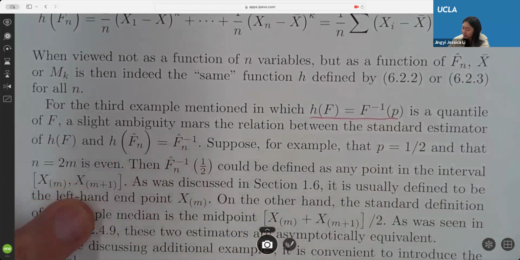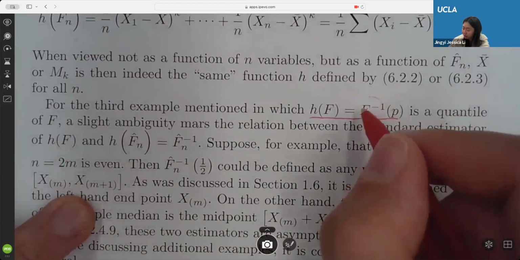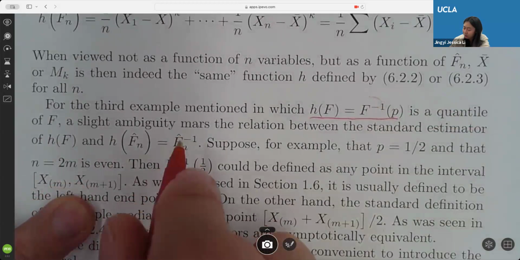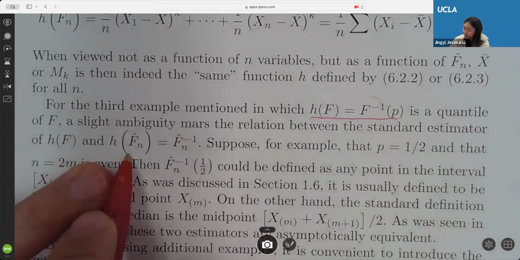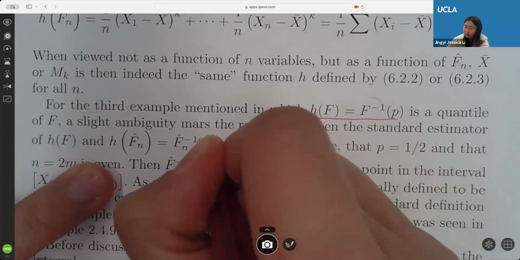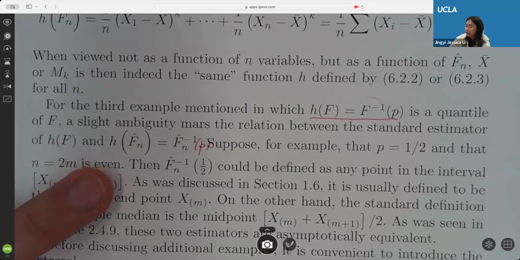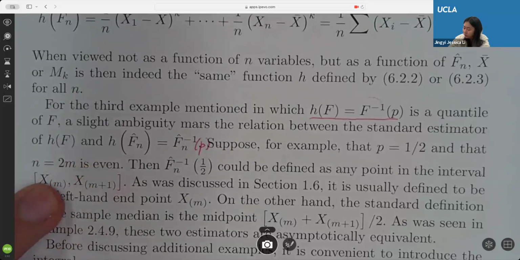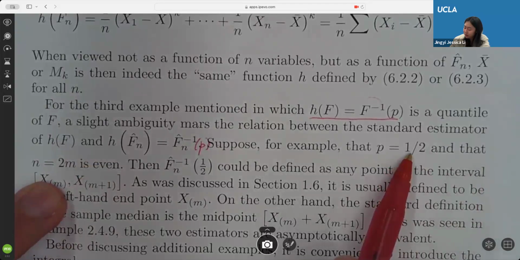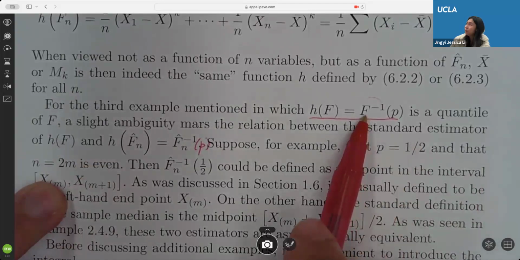So the natural thing is to change F to this F n hat inverse. But something is missing here. It's P. P is missing here. Okay. So what do we do? For P equals 1/2, this is actually the median.